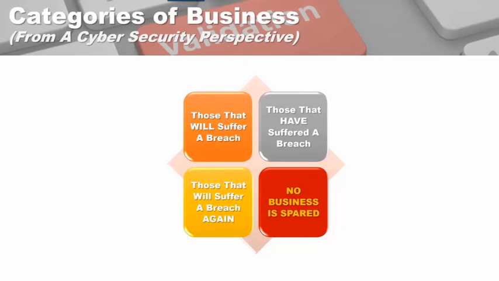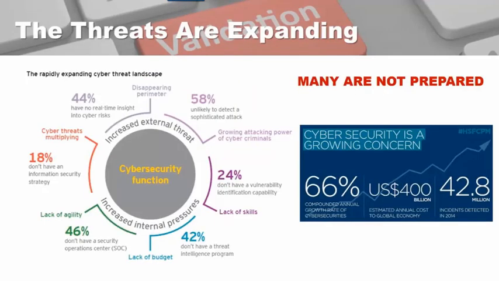The threats are expanding. 42.8 million incidents detected in 2014. And if you look at the preparedness of companies, many companies are not prepared for this. So when I was thinking about validation and my lean validation strategies, I also started to think about cybersecurity. Now, this is a radical change because if you think about the old traditional V model, and even GAMP5, there's nothing in GAMP5 that addresses cybersecurity. This is the most clear and present danger to validated systems out there.